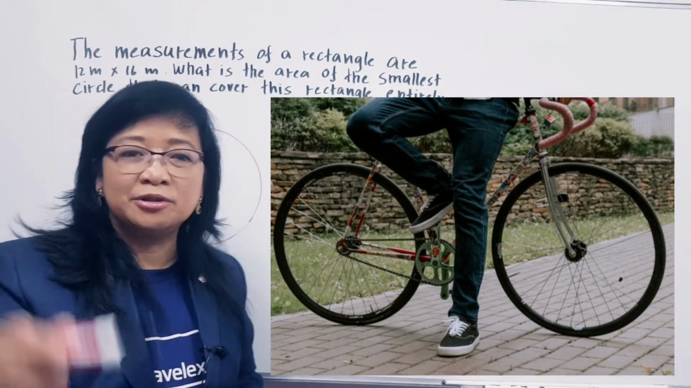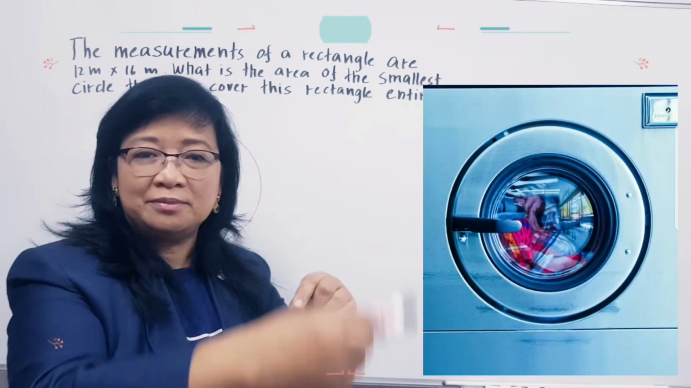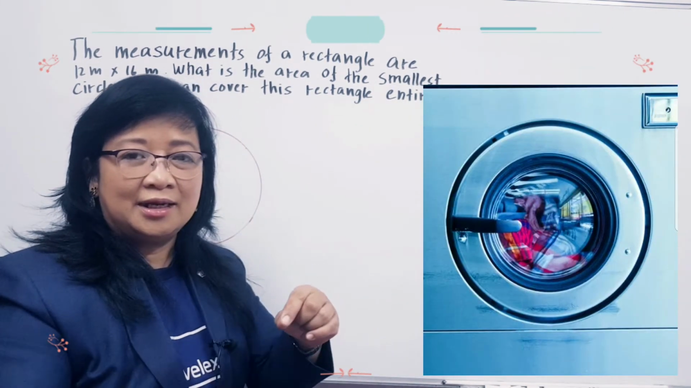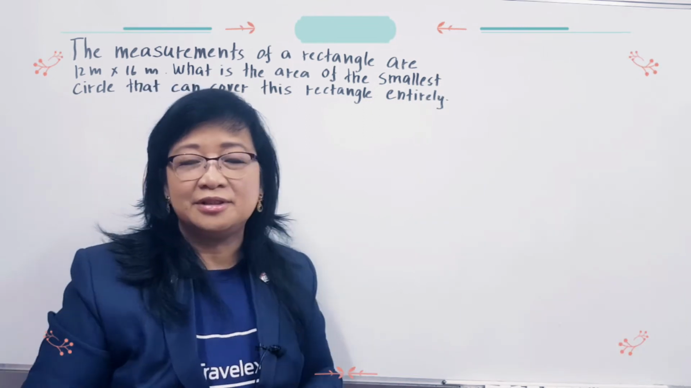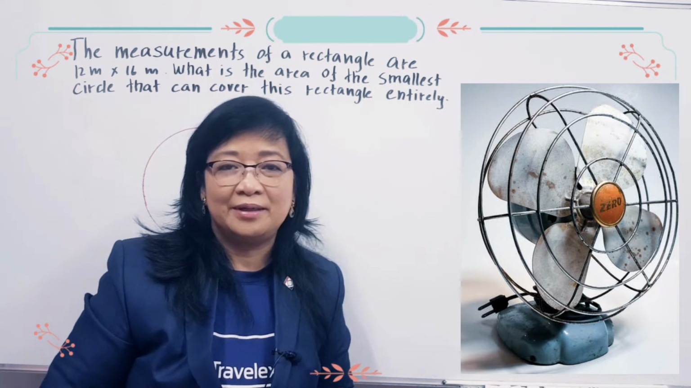Now, in circular motion also, for example, the washing machine is rotating. The electric fan, this is rotating. So, these are circles. Imagine life without a circle shape.